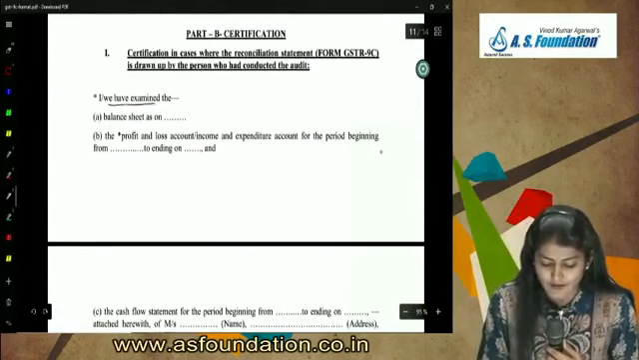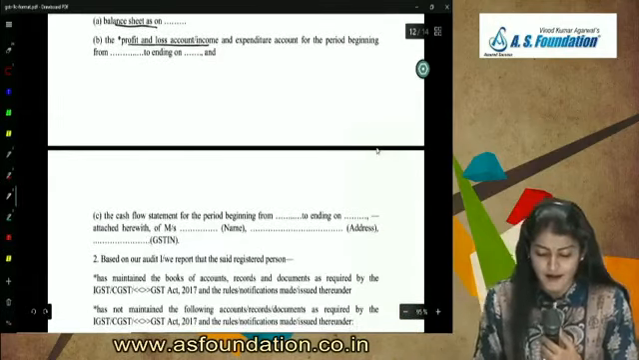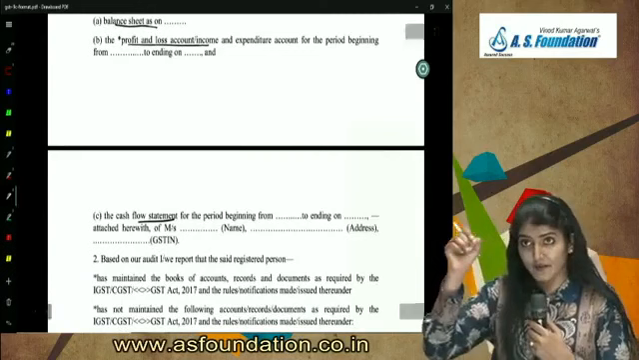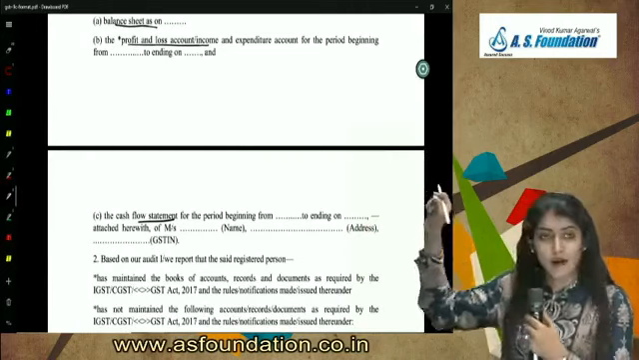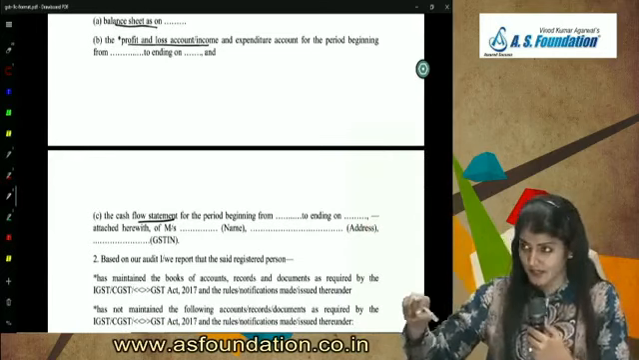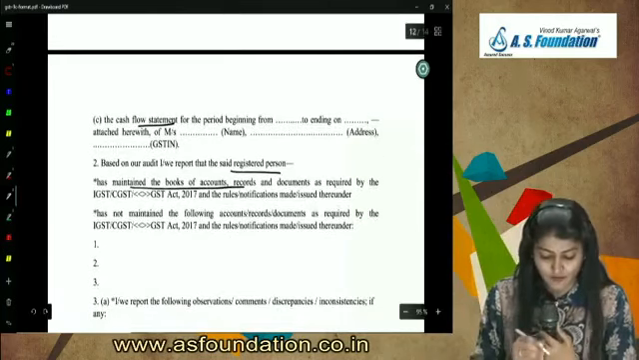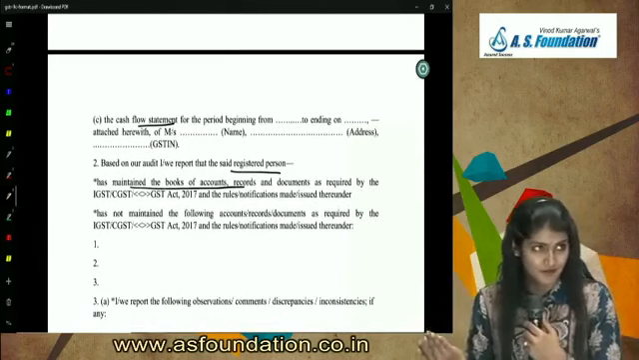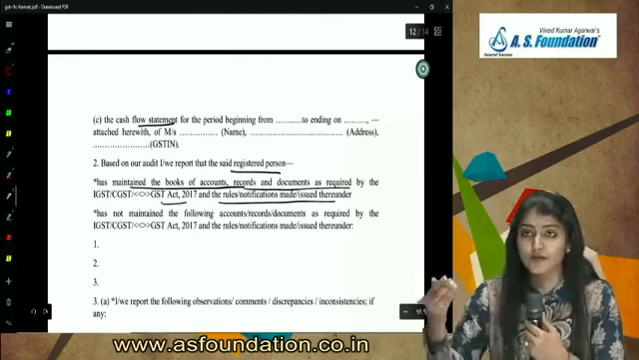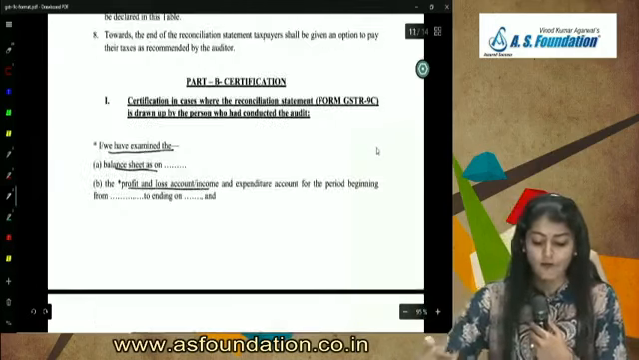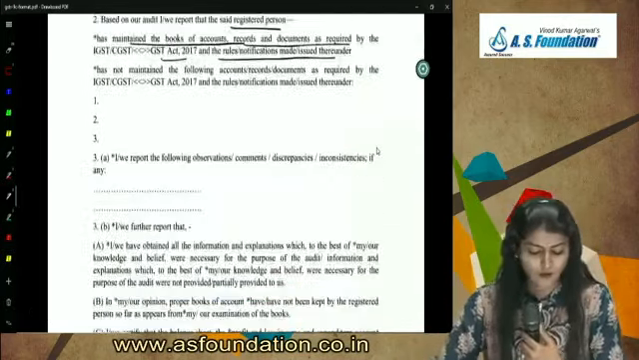What does it say? We have examined the balance sheet and the profit and loss account, income and expenditure for the period, the cash flow statement. So in this auditor's certificate for GST audit under the GST law, we have examined the balance sheet, profit and loss and the cash flow statement. Based on our audit, we report that the registered person has maintained the books of account or has not maintained the books of account, records and documents as required under the Act, rules and notification. So point number 1, we have examined. Point number 2, whether they have maintained the books of accounts, records and documents.